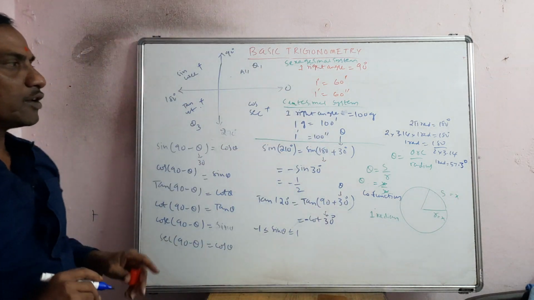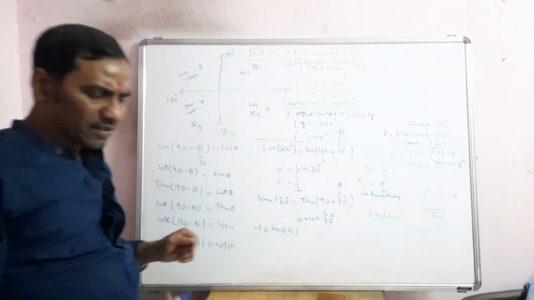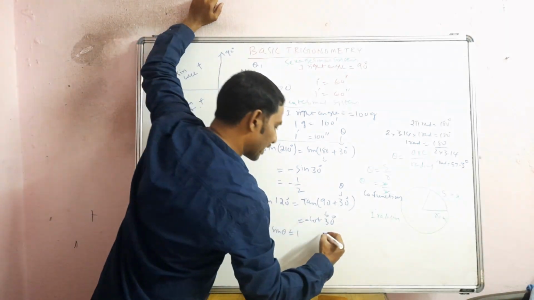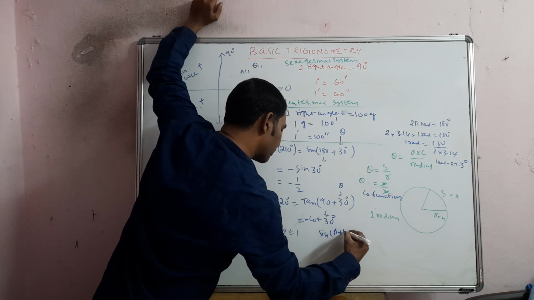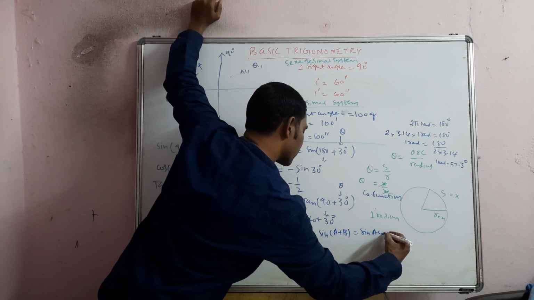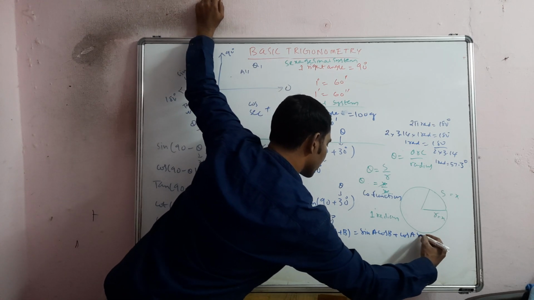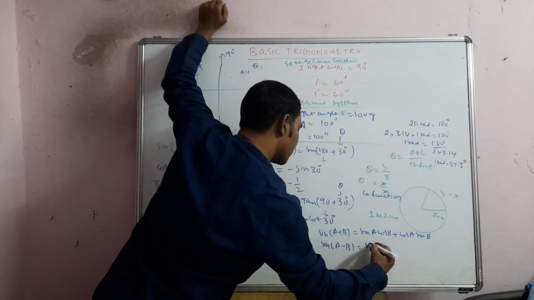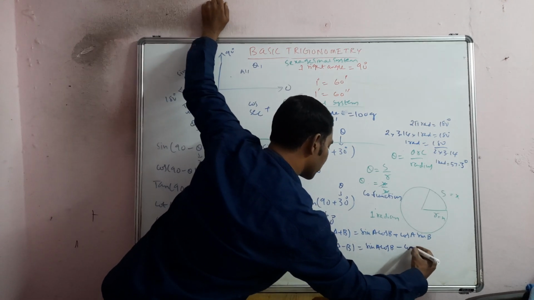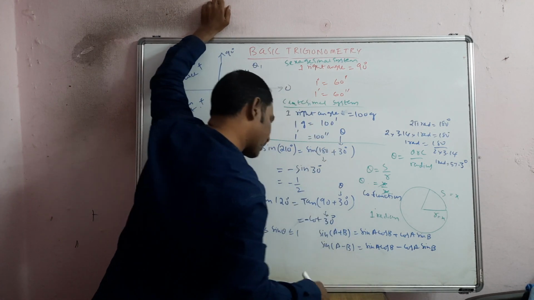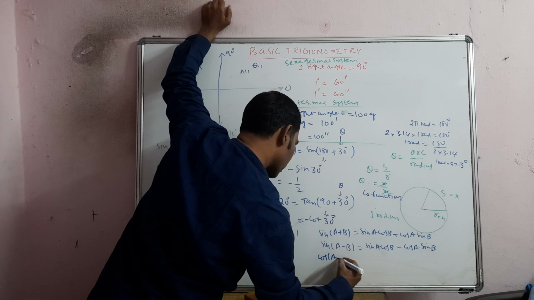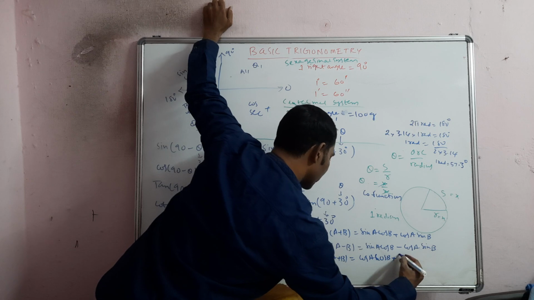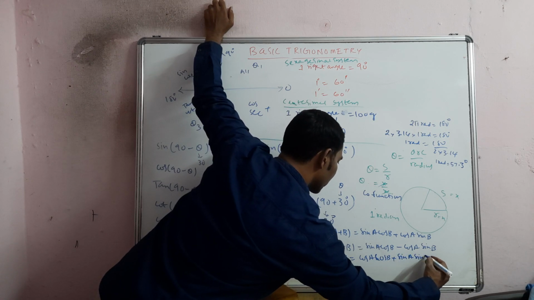So these are the basic trigonometry required. There are some formulas you don't need for now; they will be useful in 11th or 12th class. For example, sin of a plus b is sin a cos b plus cos a sin b. Sin of a minus b is sin a cos b minus cos a sin b. And cos a plus b is cos a cos b minus sin a sin b. These are not required for now, so I am not writing them.